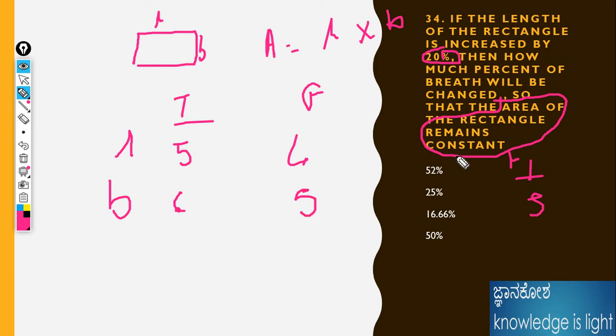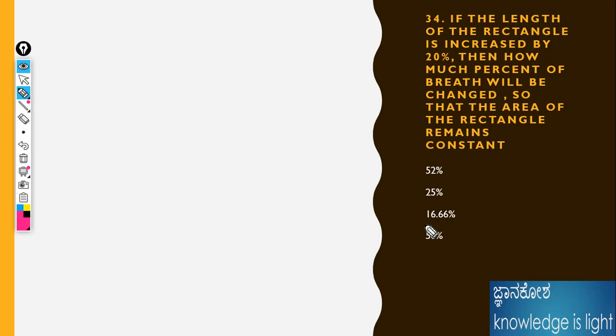Understand? Then what he asked is, how much percentage will the breadth change? Before it was 6, now it has changed to 5. That means minus 1 divided by 6, the initial value being 6. Therefore the answer is 16%. 1 by 6 we already know from the table, 16.66 is the answer. Minus, that is decreasing. Okay, next question.